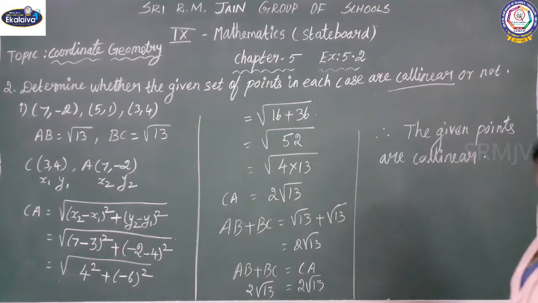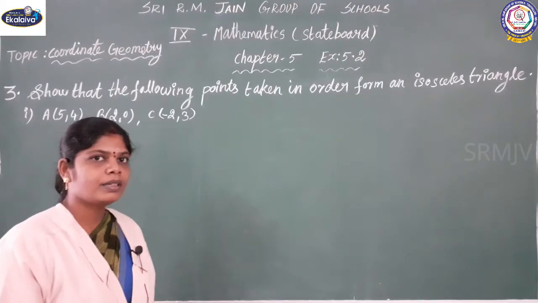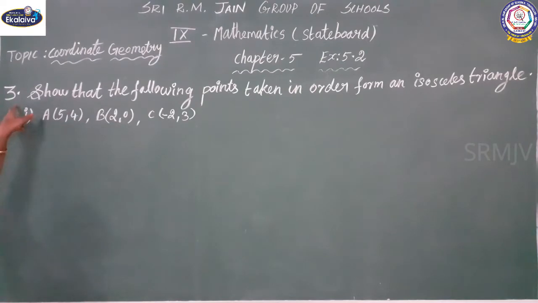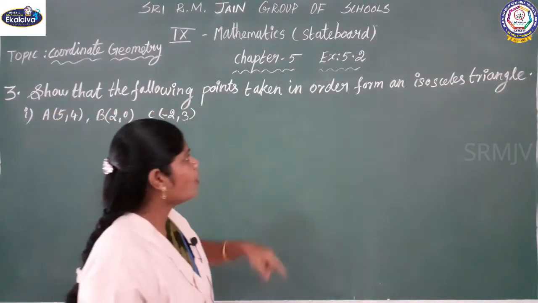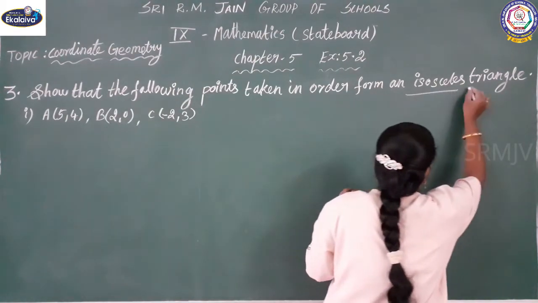Is it clear, children? Next question, third one. Show that the following points taken in order form an isosceles triangle.